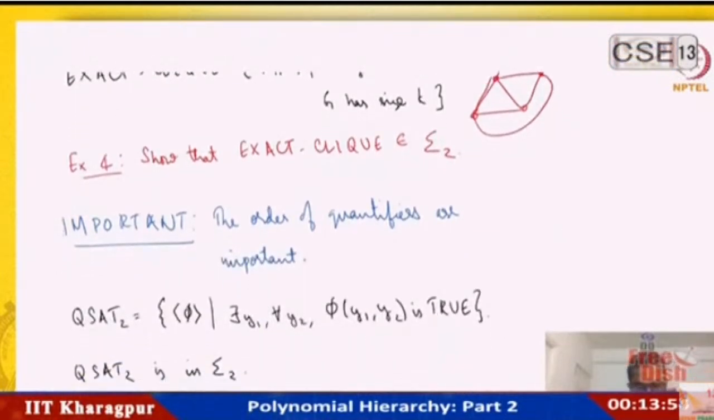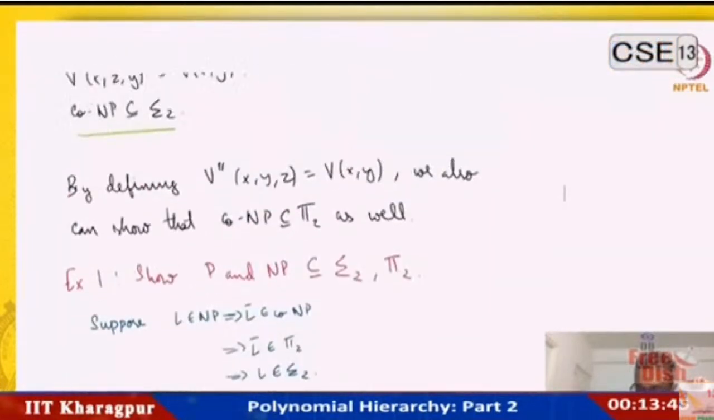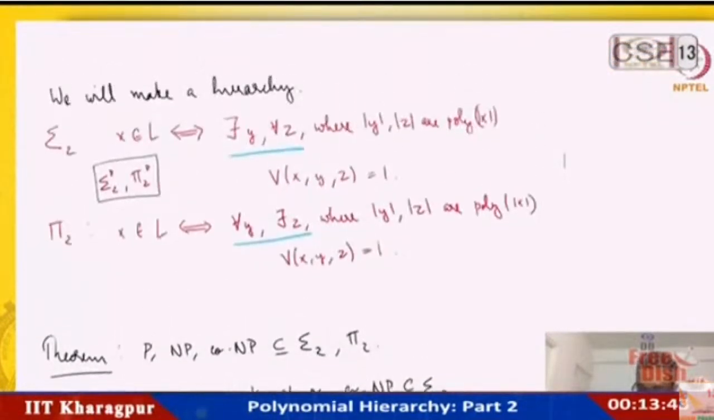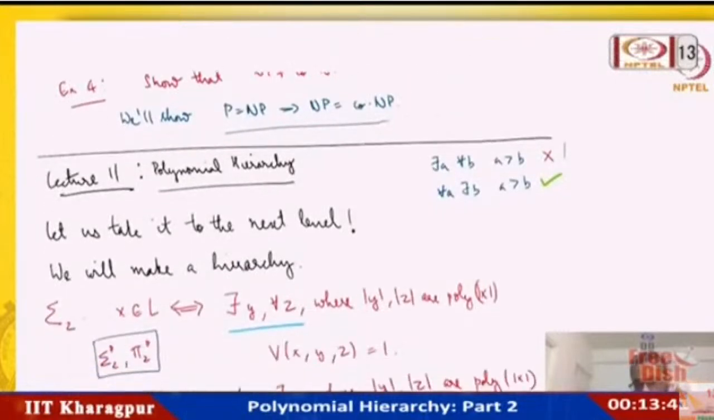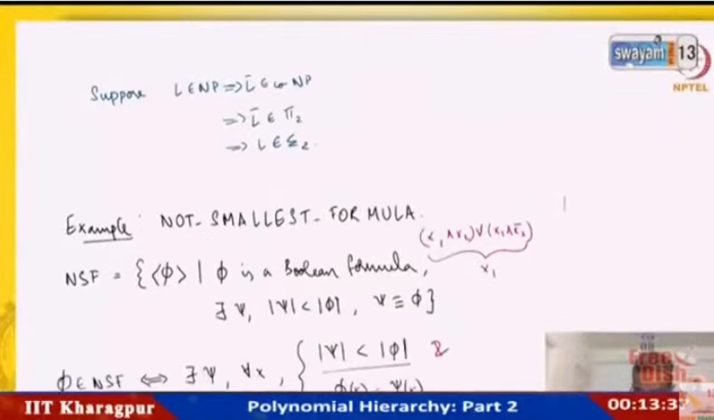This is something that I've already mentioned: the order of the quantifiers is important. You cannot swap the order of quantifiers. So I mentioned here the examples A and B. If the order is changed, the truth value itself may change.